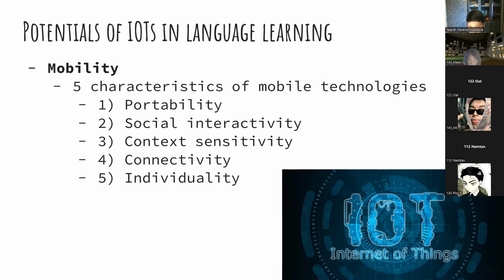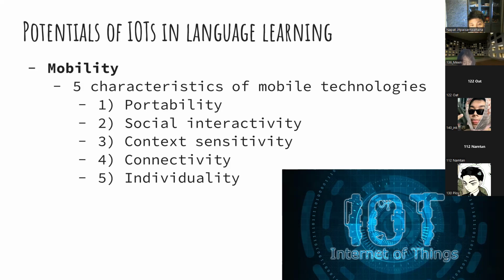The third one is context sensitivity. I think when you use mobile phones, it's very contextualized. So when you walk to different places, it gives you different information, and it's very contextualized in the way that you can learn a language in a more localized way. The fourth one is connectivity, and of course you are connected to not just people from different parts of the world, but also to different resources that are available to you online.